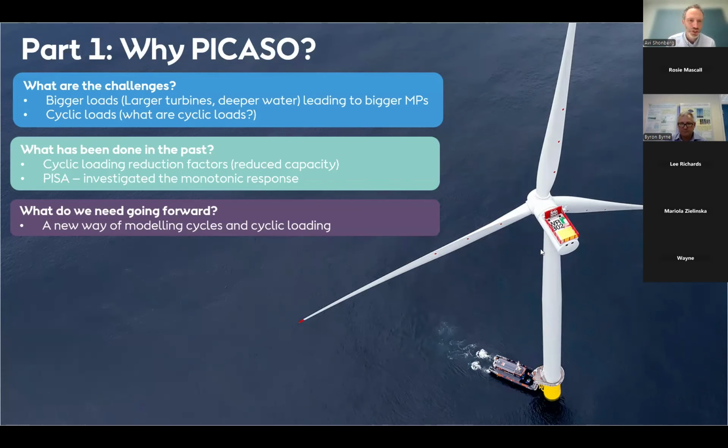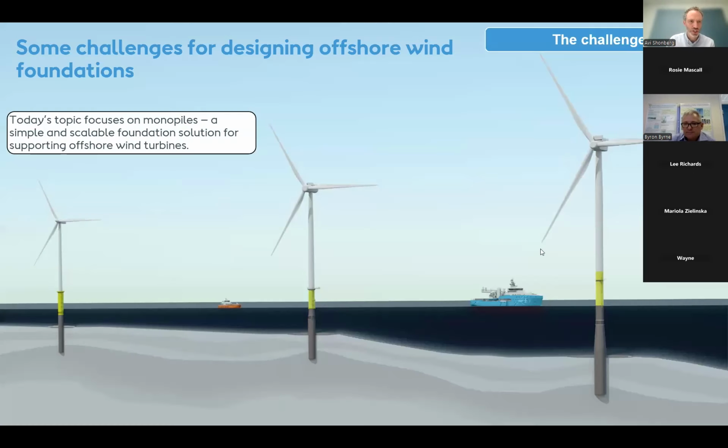And really what we're talking about today is the foundation design for offshore wind turbines, which you can see an example here on the right of the screen. And we'll come back to this slide a few times throughout the presentation. But really, what are the challenges? What has been done in the past? And then what do we need to do going forward?